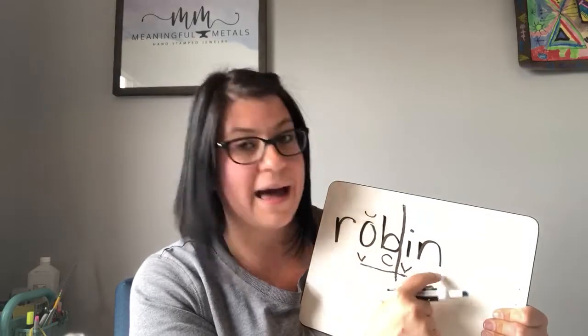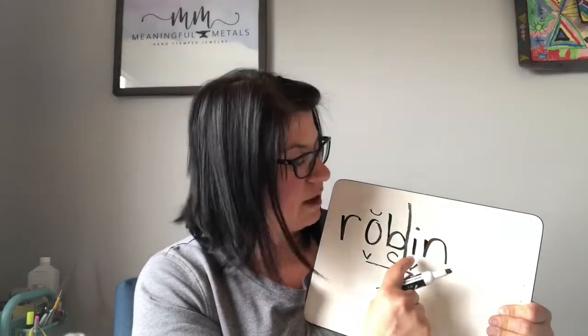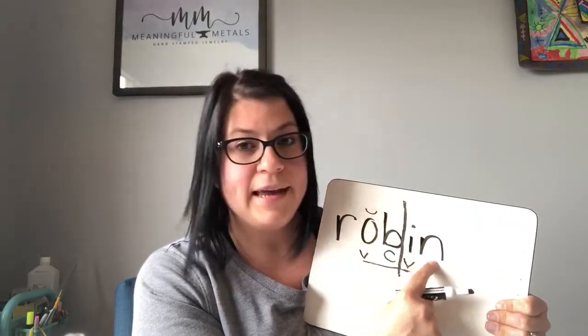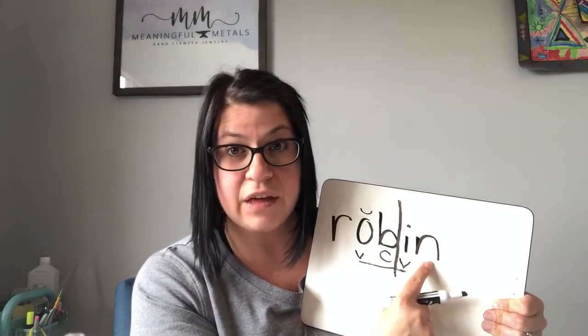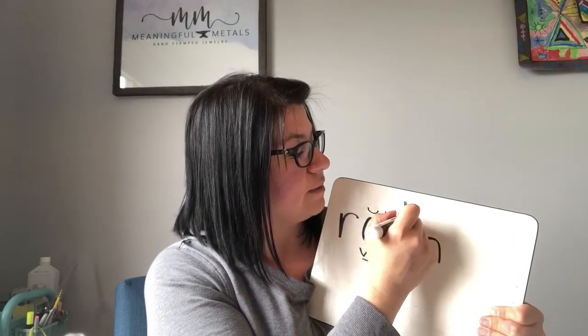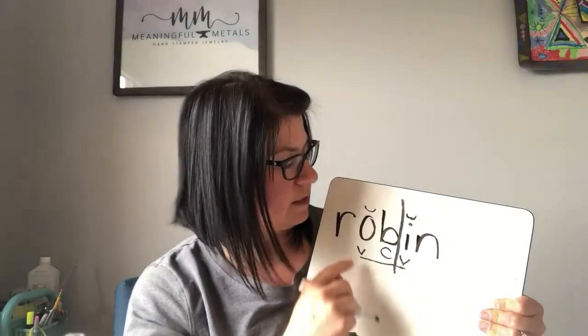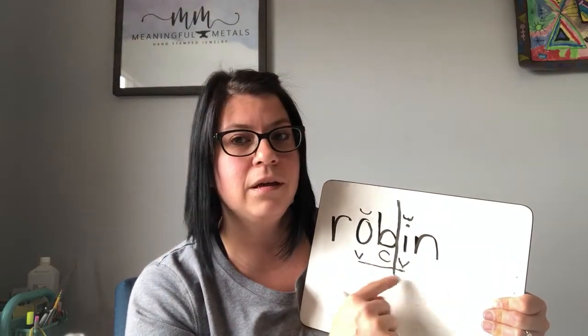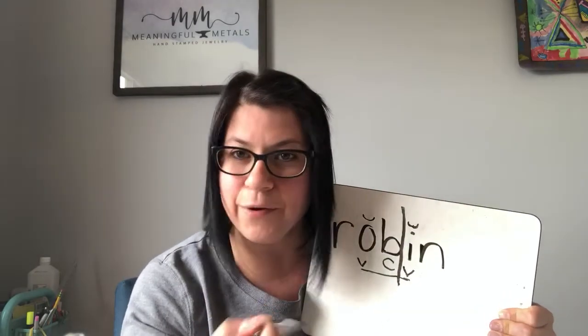Second syllable, we have I-N. I is my vowel. N is the consonant that comes after that vowel, closing the door. This is a closed syllable. That's going to make a short vowel sound, ih. Now let's try this word and see if it makes more sense. Rob-in. Robin. Now I know what a robin is. All right? Robin. The first way didn't make sense to me. I had to try a different way to divide that.